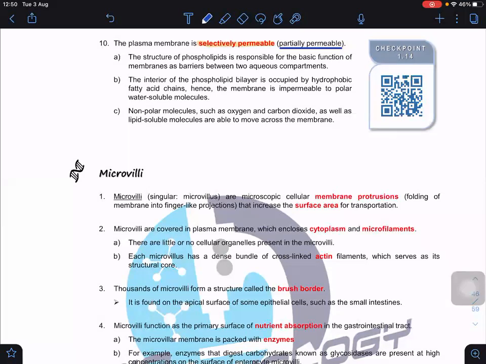Due to what? Due to the barrier. It forms the barrier between two aqueous compartments, and the interior of the phospholipid bilayer is occupied by hydrophobic fatty acid chains. So this is impermeable to polar water-soluble molecules. But non-polar molecules, for example oxygen, carbon dioxide, and lipid-soluble molecules, are able to move across the membrane. Okay, so with this, I have done the membrane.